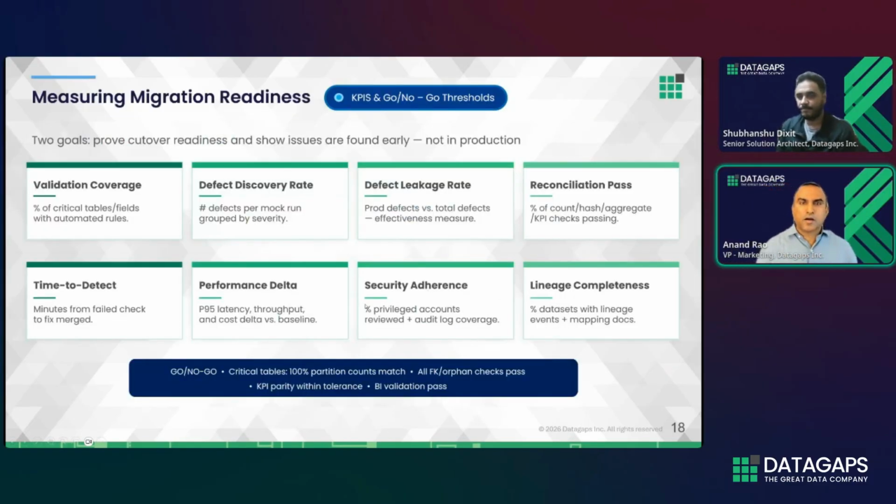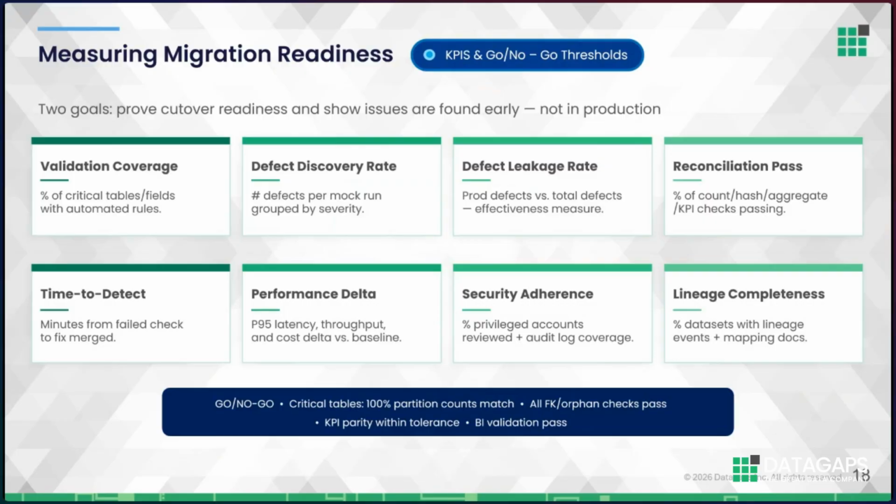So again, how do we measure the migration readiness, and how do we ensure that the migration is a go or a no-go? The KPIs present here have 2 distinct purposes in the migration program, and it's important not to confuse them. The first purpose is to prove your cutover readiness, demonstrating to stakeholders and governance bodies that the migration meets the agreed quality bar. And the second purpose is measuring whether your test process is actually working, finding issues early in the mock cycles rather than discovering them later in production.